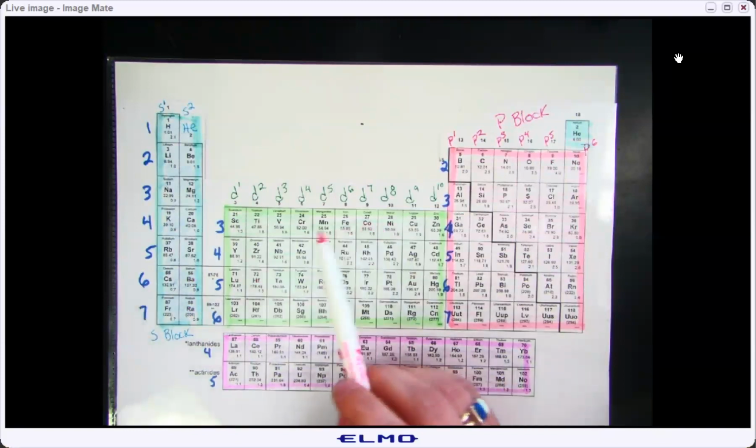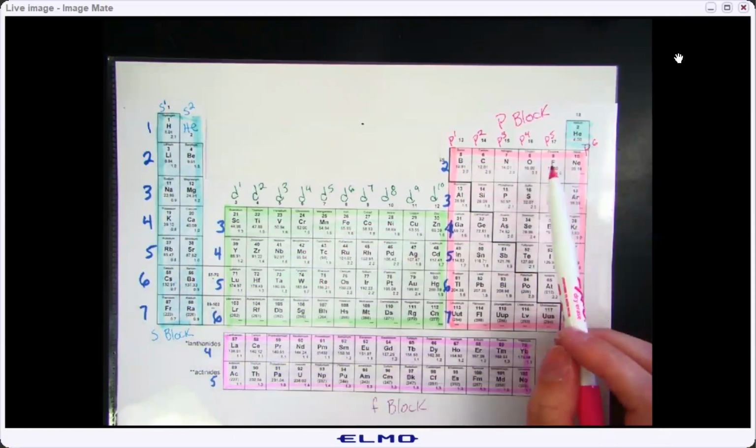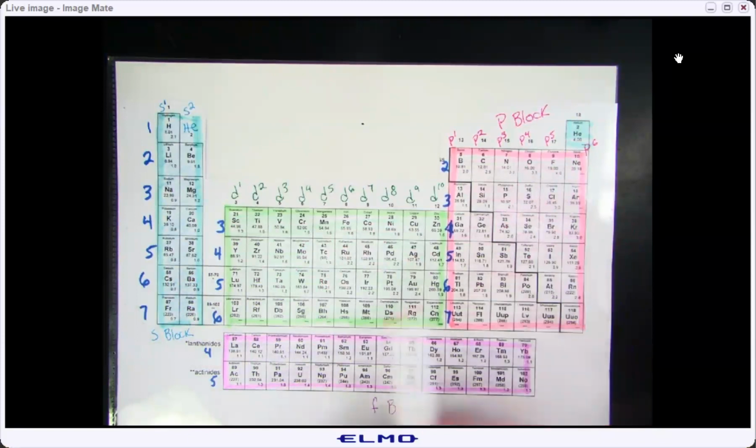Then we have the D block here in the center. These elements will have their last electrons fill into a D orbital. Then we have the P block. These electrons will fill into a P orbital, and finally the F block at the bottom here, these electrons will fill into an F orbital.